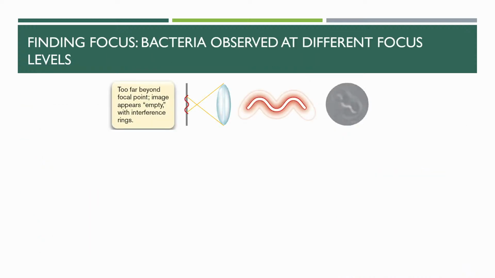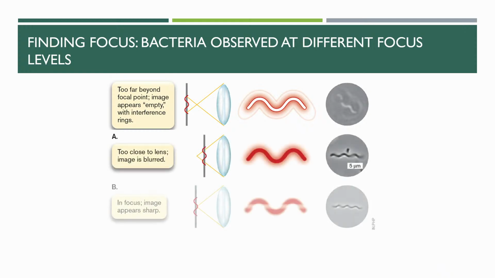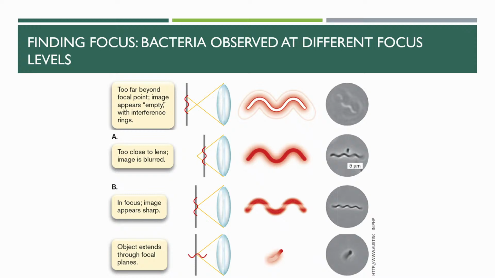Okay, so when you're trying to find focus under the microscope, you are going to be playing around with the coarse knob and the fine focus knob. And so these are just some examples of what it would look like if you're not focused in too well. So you might see here in A, it's too far beyond the focal point, so it's pretty blurry. You can't really see what it looks like. If it's too close to the lens, it'll look blurry. If it's in focus, it'll be sharp.